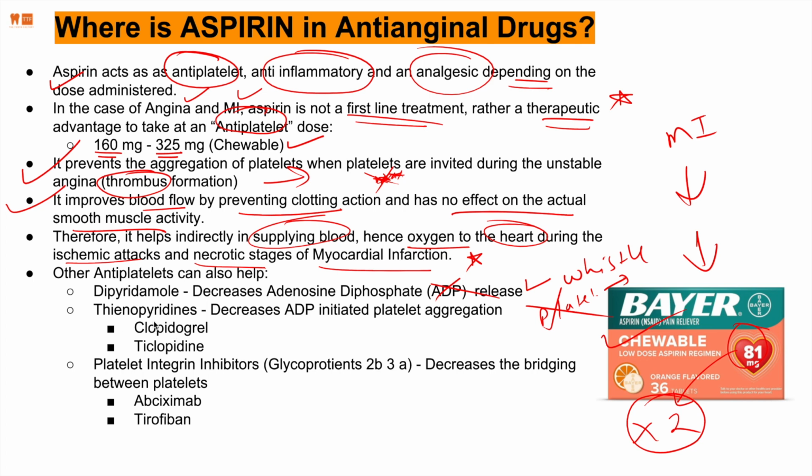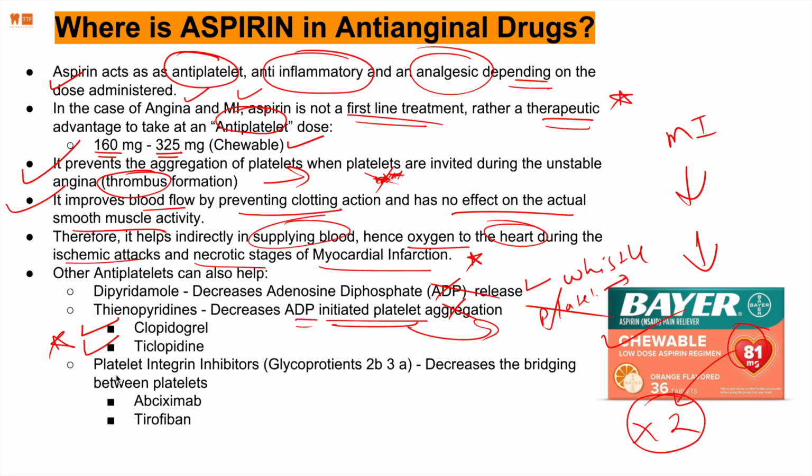Then the thienopyridines decrease ADP initiated platelet aggregation. So ADP may be there, whistle may be there, platelets are invited, but it will reduce the aggregation of platelets together. And what are these drugs? These are clopidogrel and ticlopidine. You'll notice these drugs pop up in the next lecture in detail.